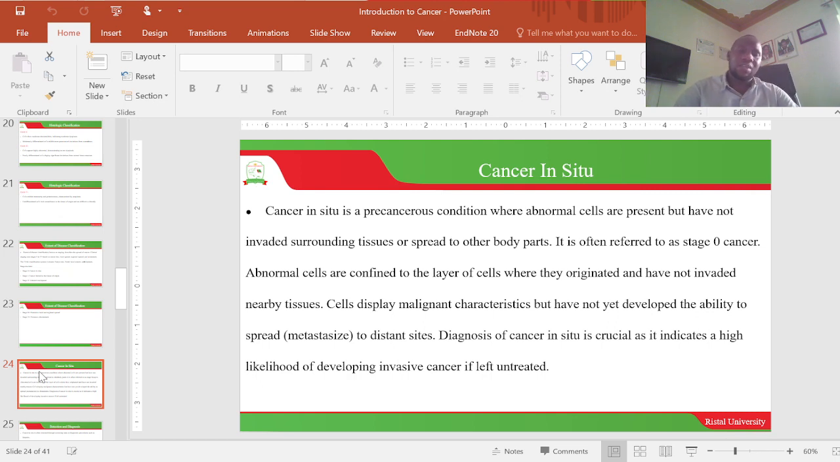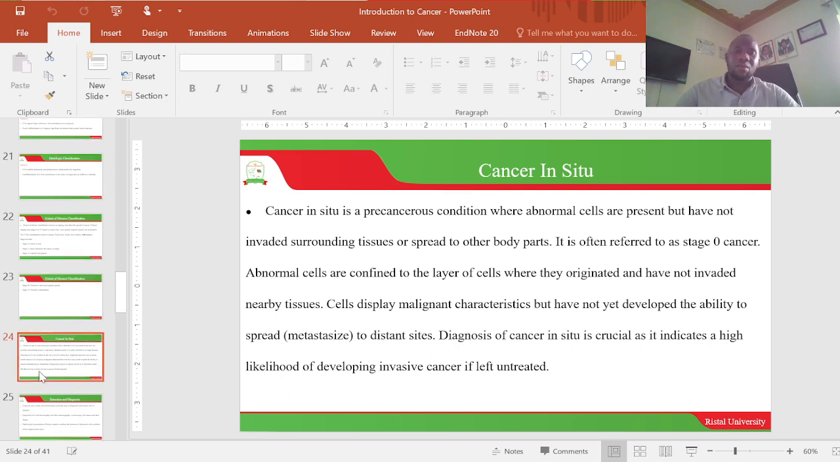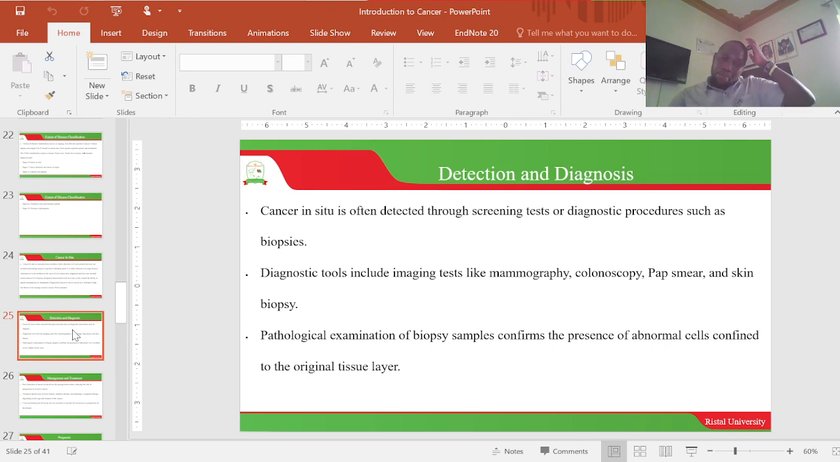If examined, the cells display malignant characteristics, but have not yet developed the ability to spread to distant organs. Diagnosis of cancer in situ is crucial, as it indicates a high likelihood of developing invasive cancer if it is left untreated. This often in clinical practice can be an accidental finding. Treatment of such a situation is very key, because it can improve prognosis. This is where screening also becomes key. Remember, we talked about screening for people who are at high risk, perhaps because of genetic predisposition.